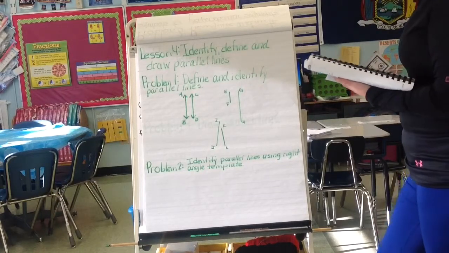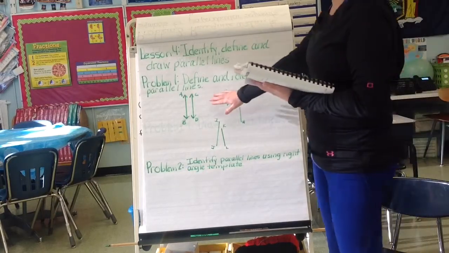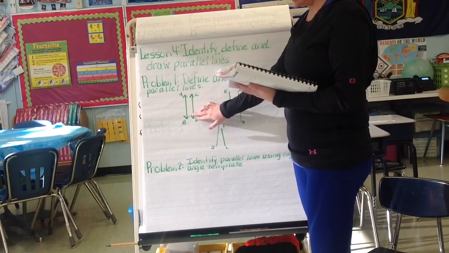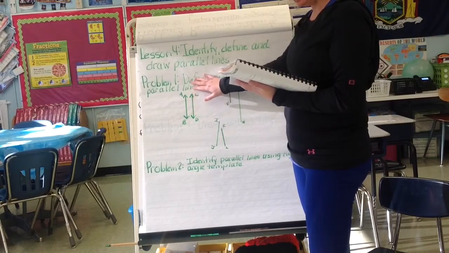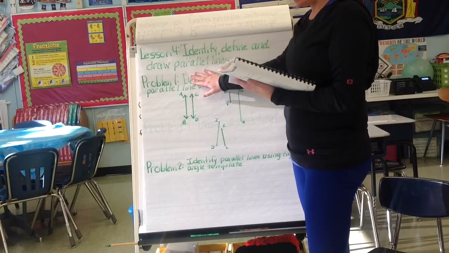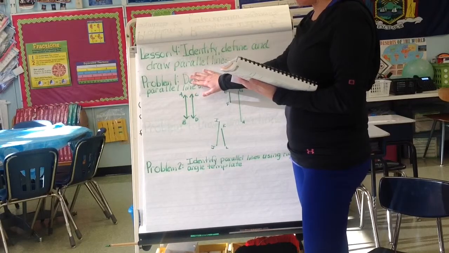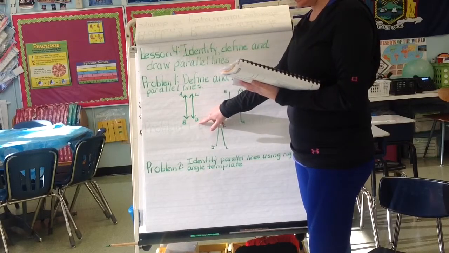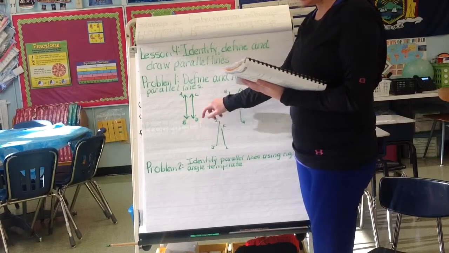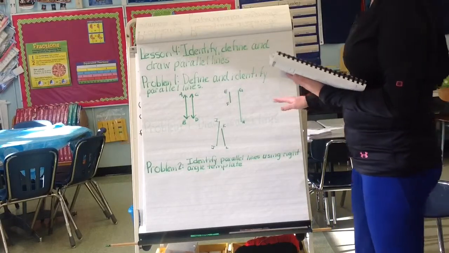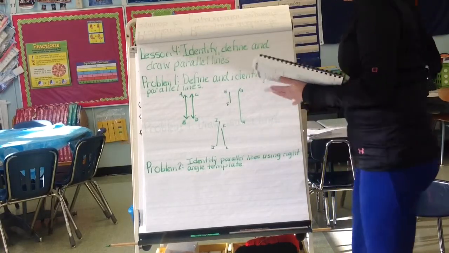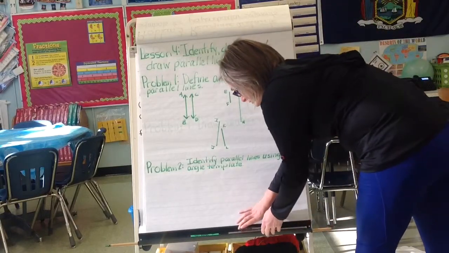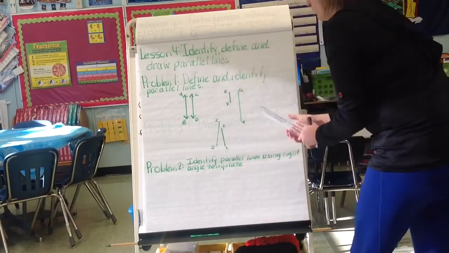You notice lines A B and C D are right next to each other, and if they were to be continued, they are never going to touch, and they're not going to form any angles. These are parallel lines. They're two lines that will never touch, no matter how far you extend them. So, boys and girls, if we continue to extend them, they are never going to cross.